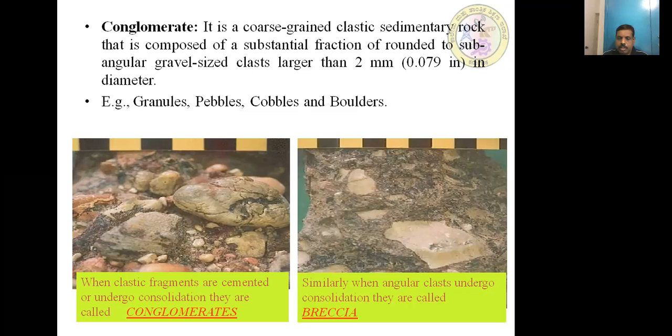In the second picture, it is a breccia. It is also similar to the conglomerate, but the grain shape is different. It shows angular shapes. That means the fragments are from lesser transportation. As a result, these are angular shaped pebbles or clasts. That is called breccia.